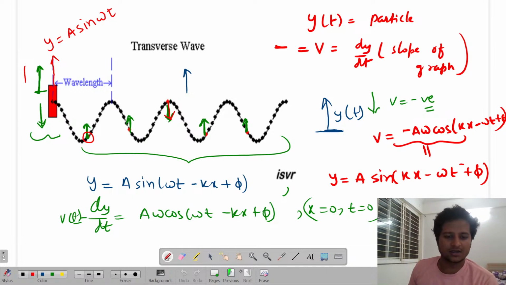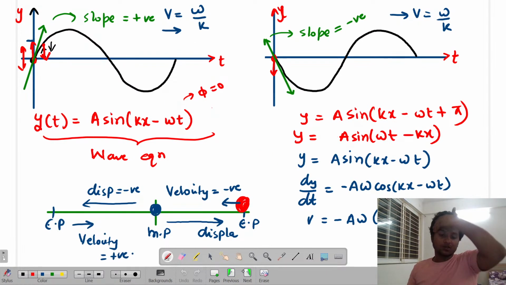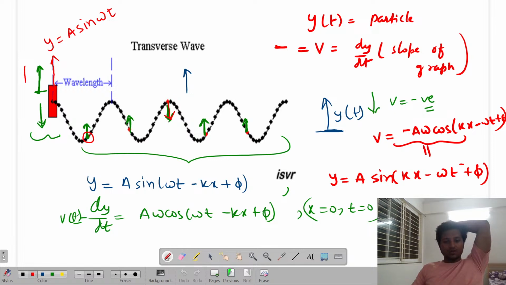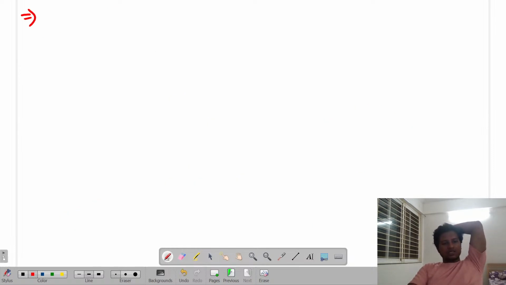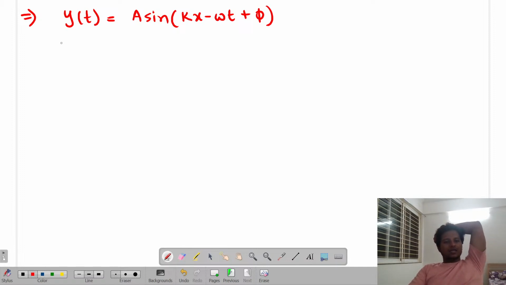So let us see that. Let us just try to see. So this is our wave equation. Now we'll put the last conclusions once. The equation of a wave is given as y = a sin(kx - omega t + phi), after so much evaluation, and the velocity of the wave is given as omega by k, isn't it?